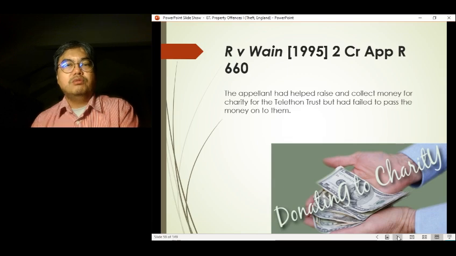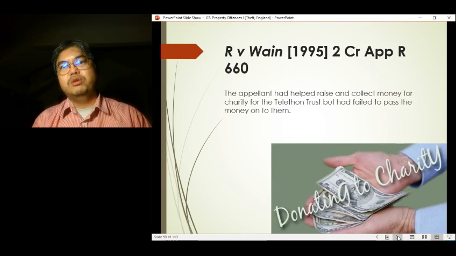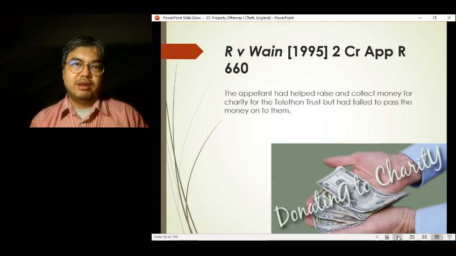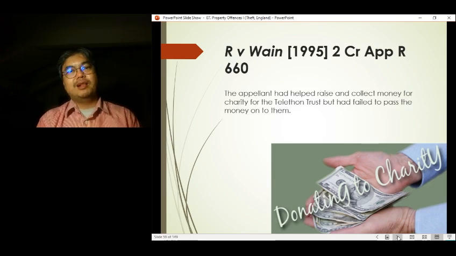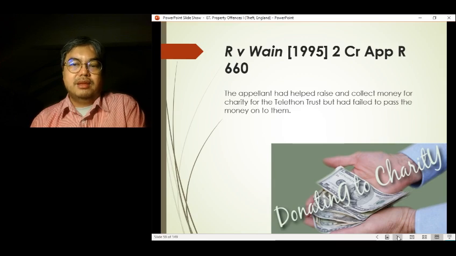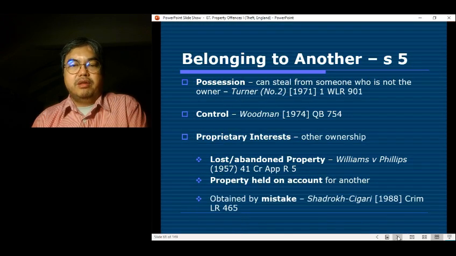Okay, so you are given 100 ringgit and you're supposed to use that 100 ringgit to buy food and give the food to the poor. But if you take the 100 ringgit and you only use 35 ringgit of it to buy the food, and the remainder of it you keep for yourself, that clearly can come under theft under the English law, right? So that's property held on account for another.